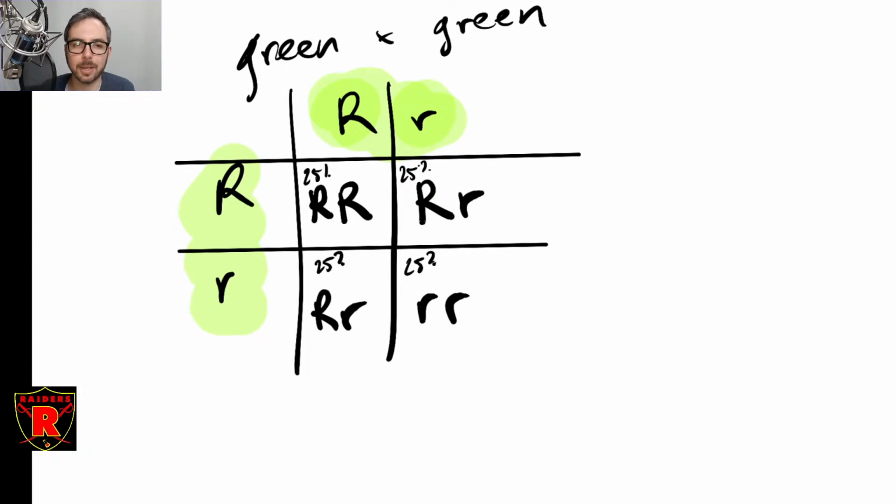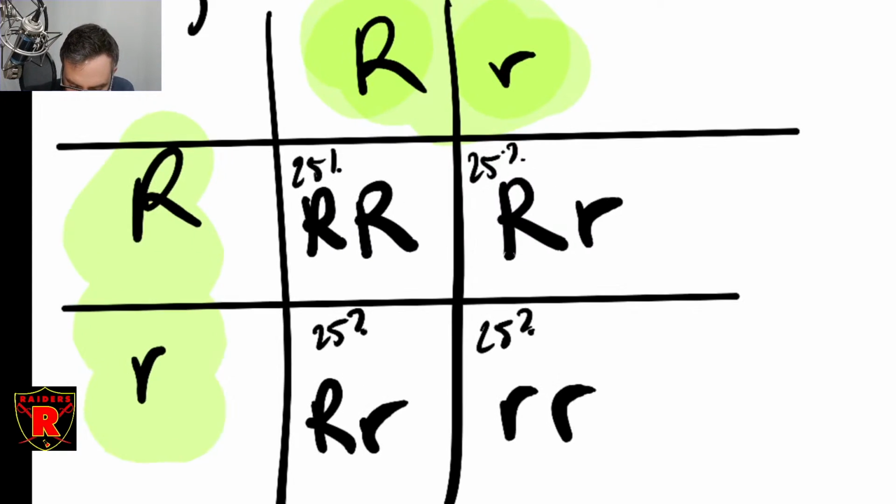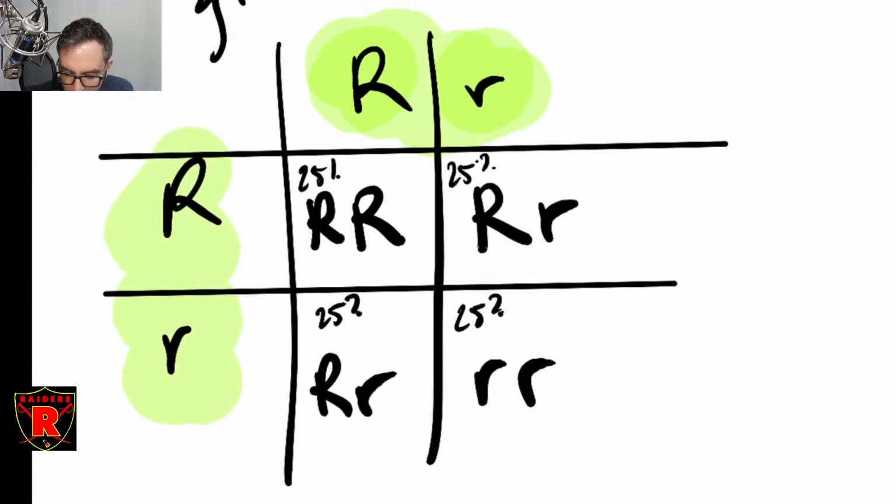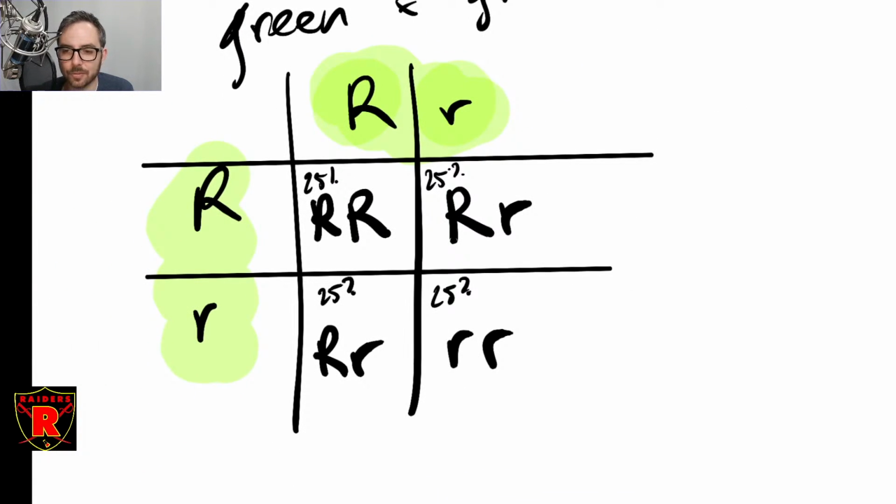If we didn't have independent assortment and it wasn't random, the chances of getting one of these combinations or the other combination would be different. In other words, it might be more likely to get this one or more likely to get this one or more likely to get this one. But in actual reality, because of independent assortment, it's completely random and you have the same chance of getting any of these. Okay, a 1 in 4 chance.